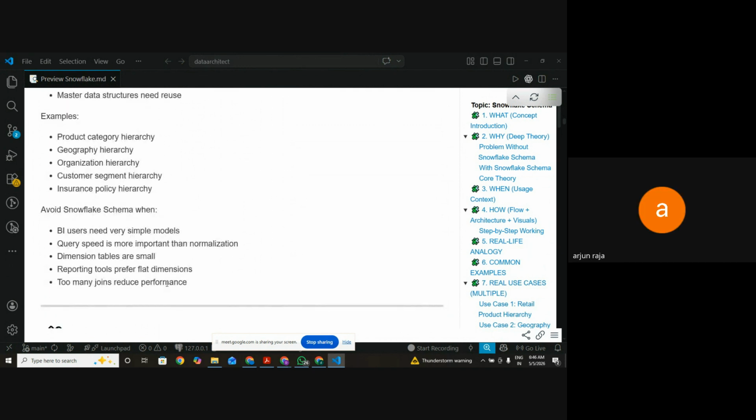So now, whenever we want to have a large hierarchy, we should think of snowflakes. But if you have something simple, you cannot go with this every time. You cannot apply the same thing everywhere. If the user requirement is simple, then you cannot say I need to go with this. If user speed is more important than normalization, these are the cases where you can avoid a Snowflake schema.